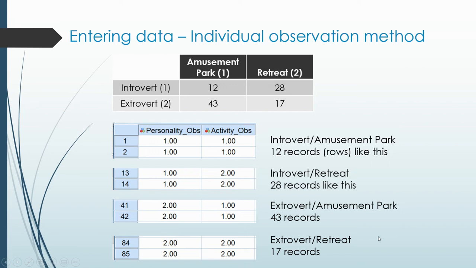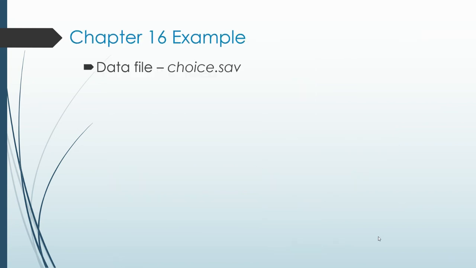So one of the things that I have you do in the assignment is to take a data file that has all this information in it for you. I'm not going to make you punch all that in, but to run the analysis using the individual observation method, just so you can see both ways that you can run this particular chi-square test. All right, so taking a look at the chapter 16 example, I'm going to walk through this in the Yaki text, walk through his example.